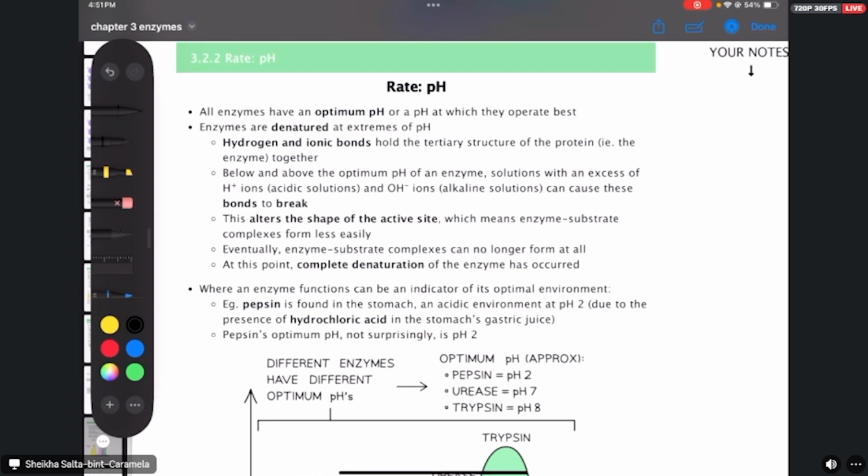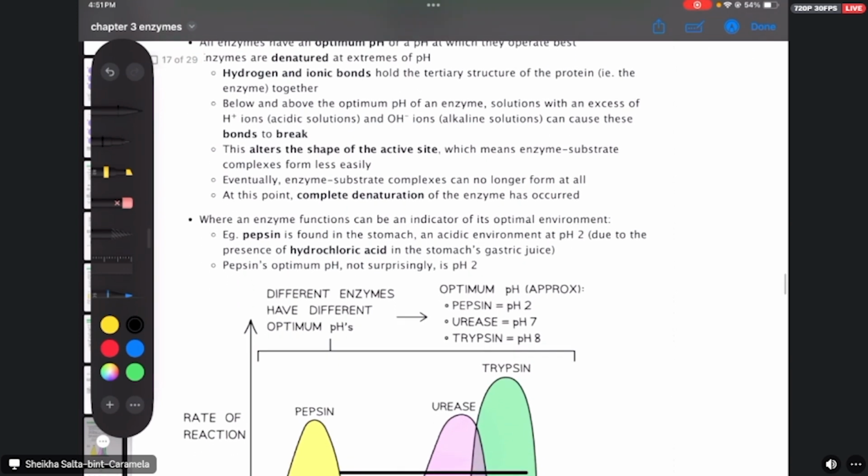We all know that. Below and above the optimum pH of an enzyme, solutions with excess H positive ions or excess OH negative ions can cause these bonds to break. This alters the shape of the active site once again, and enzyme substrate complexes do not form. Eventually, the pH is increased or decreased so much that the enzyme denatures completely.